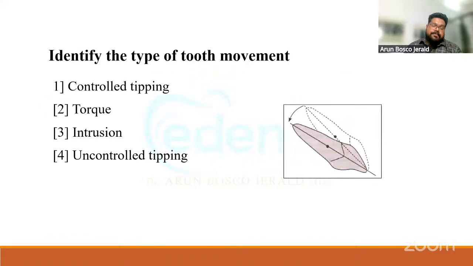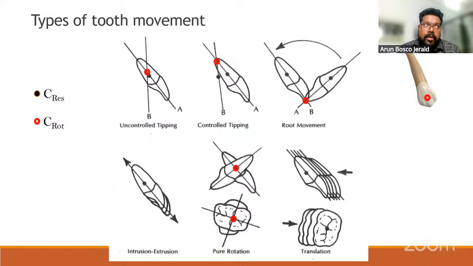Now see this question. Identify the type of tooth movement. This is a question from biomechanics. And for this, you have to go through the different kinds of tooth movements. Now see this image. The center of resistance is actually the point or a portion on the tooth in which if we apply a force, it will result in a translation or pure bodily movement.